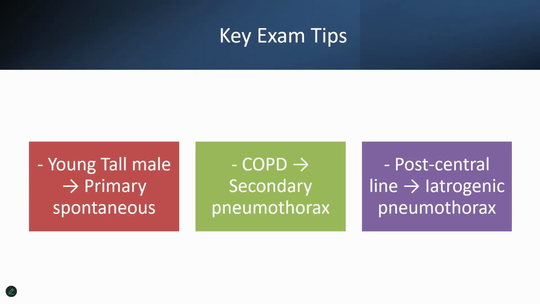There are certain exam tips which can help you in diagnosing a pneumothorax. A young, tall male usually means primary spontaneous pneumothorax. COPD or interstitial lung disease means secondary pneumothorax. If pneumothorax happens after a procedure like central line insertion or pacemaker insertion, then that is iatrogenic pneumothorax.